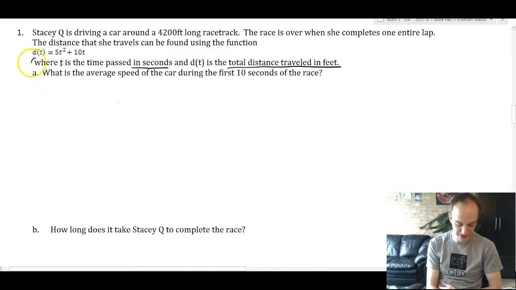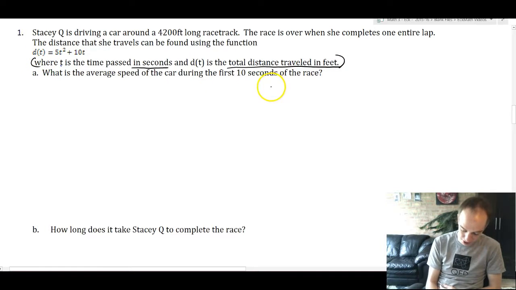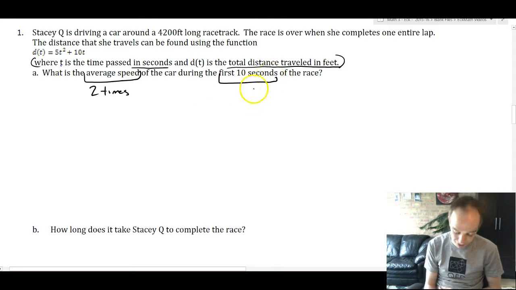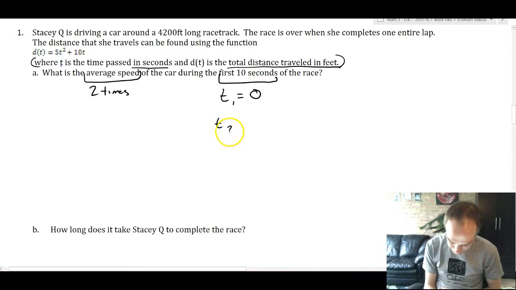So I like this line. It tells you exactly what the function means. So d of t is saying distance in terms of time. What is the average speed of the car during the first 10 seconds of the race? Average speed, just like before, needs 2 times. First 10 seconds is telling you what those times are. Time 1 is going to be 0. Time 2 is going to be 10.